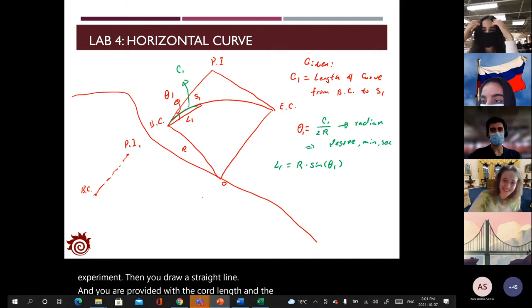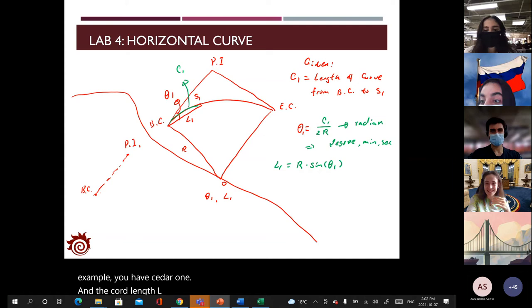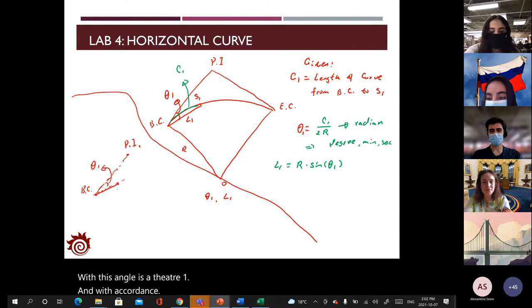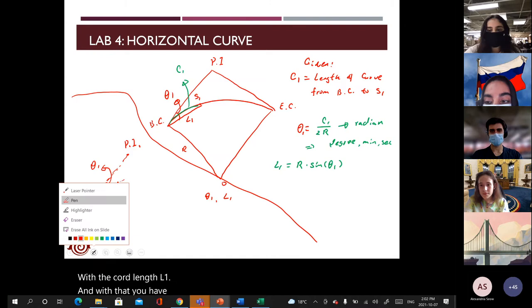For example, you have theta 1 and the chord length L1. So for the first station, find out the angle, which is theta 1, and with the chord length L1. And with that, you have station 1. So this is where you are going to place station 1.